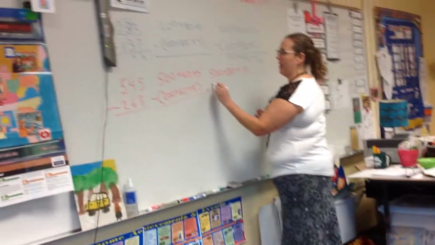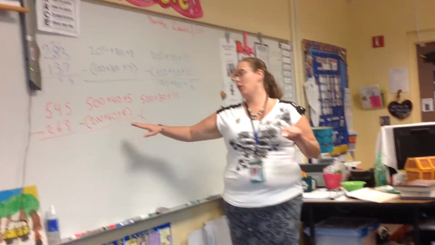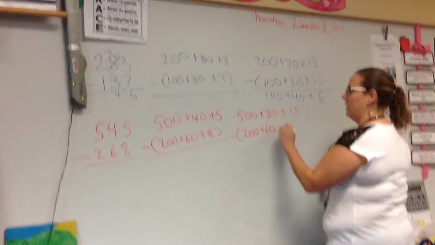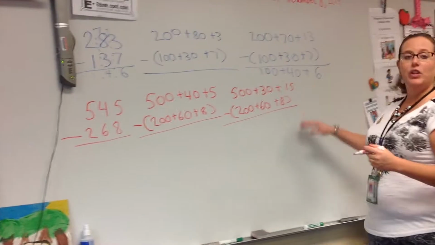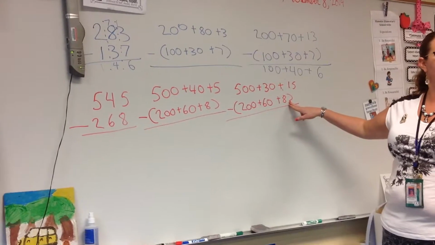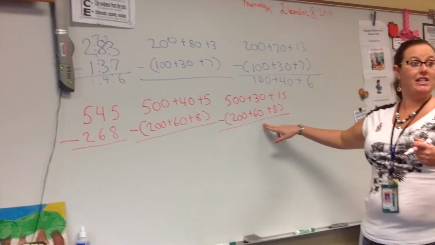I'm going to write my minus. What do I do with my bottom? Does this change? No way. Minus 200 plus 60 plus 8. All right. Would all these work out? Can I do 15 minus 8? Can I have 15 of something and take away 8? Yes, sure can. Could I do 30 and take away 60?